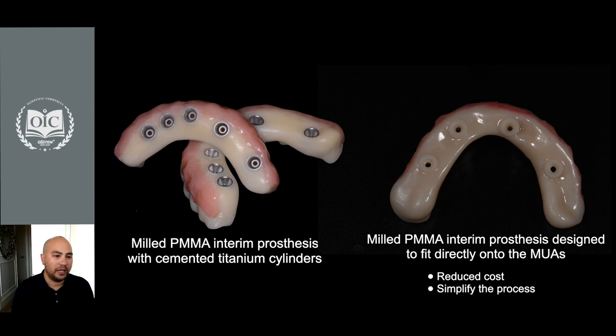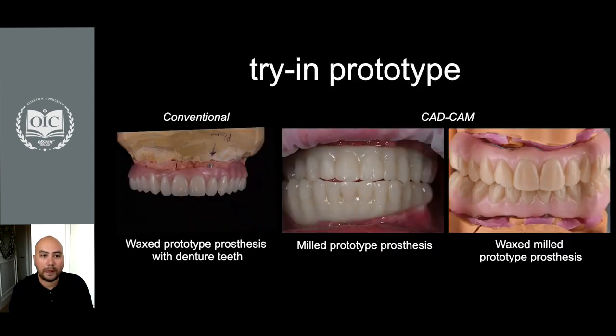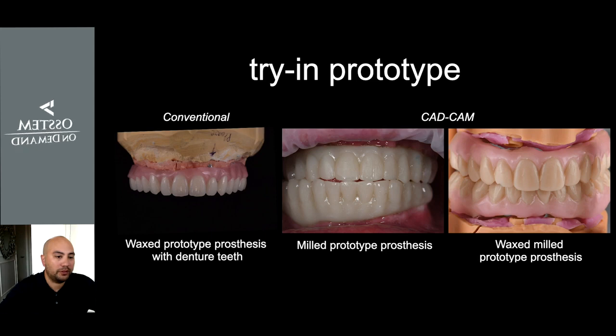We have a milled PMA interim prosthesis with cemented titanium cylinders, and now most recently we have milled prostheses that are designed to fit directly into the multi-units, which reduce cost and simplify the process. We have also tried milled prototypes. Conventionally we used to have wax prototypes with denture teeth, whereas nowadays we have one-piece milled prototypes with or without a waxed gingiva.